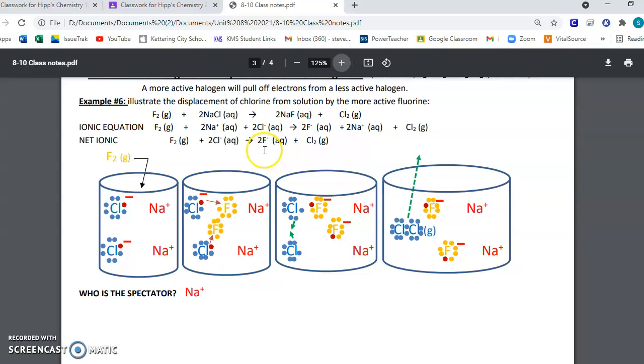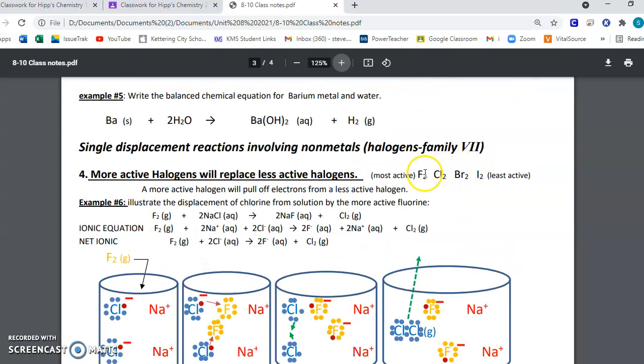Let's take a look at an example. In this example, they're saying fluorine is going to be bubbled into a solution. Fluorine is a gas and it will be bubbled into a solution containing sodium ions and chloride ions. Can fluorine nonmetals replace chlorine nonmetals? So nonmetals will always replace nonmetals. Our activity series says fluorine is more active.